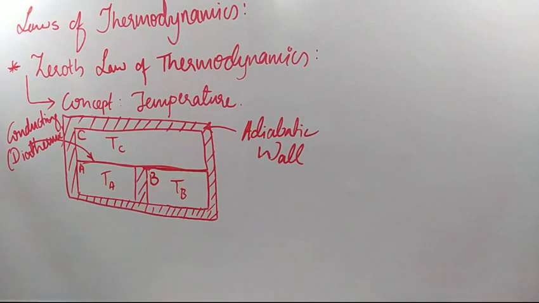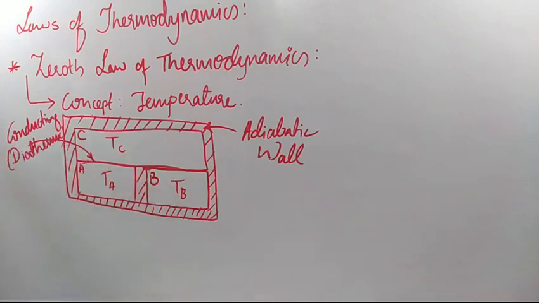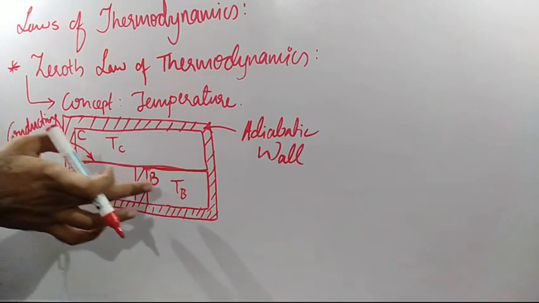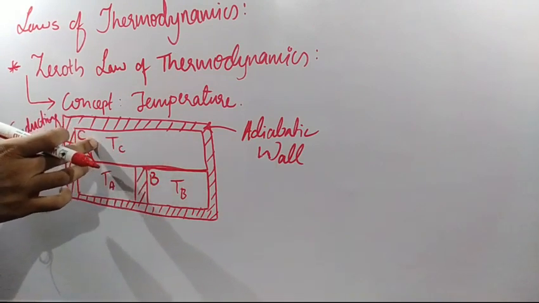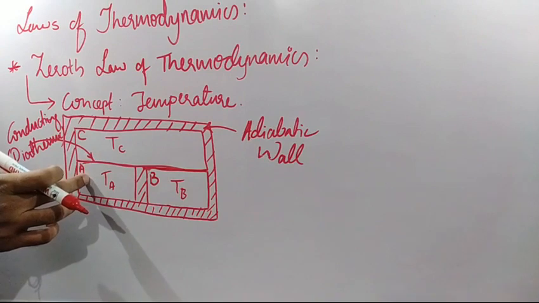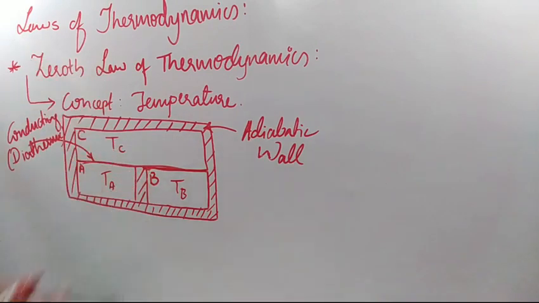Okay, so what is the zeroth law of thermodynamics? If two systems A and B are separately in thermal equilibrium with one more system C, then system A as well as system B are in thermal equilibrium. This is the statement of the zeroth law of thermodynamics.